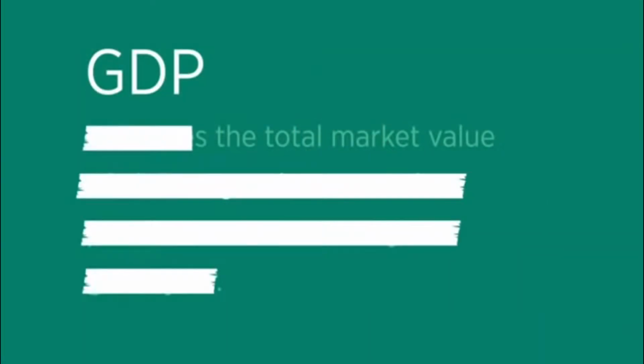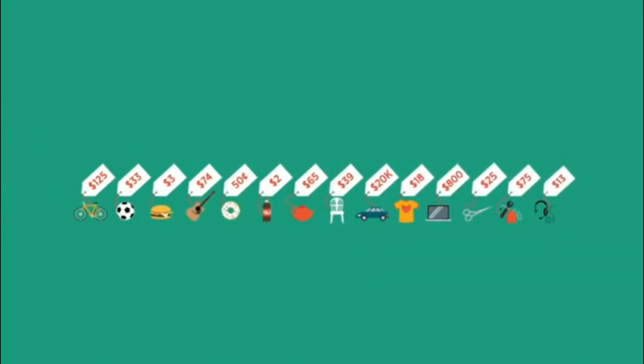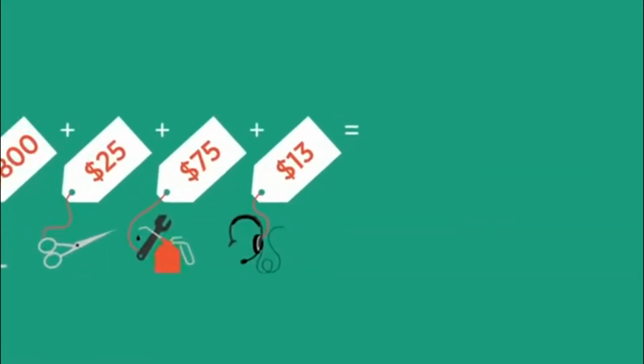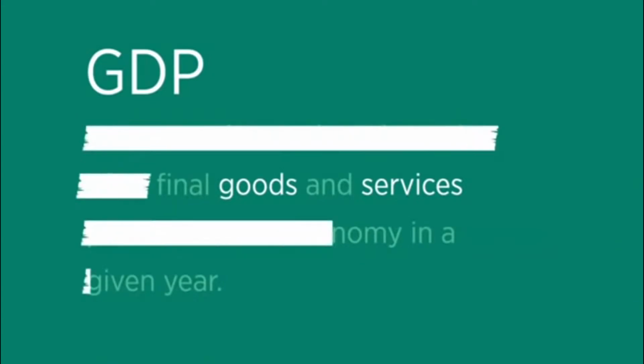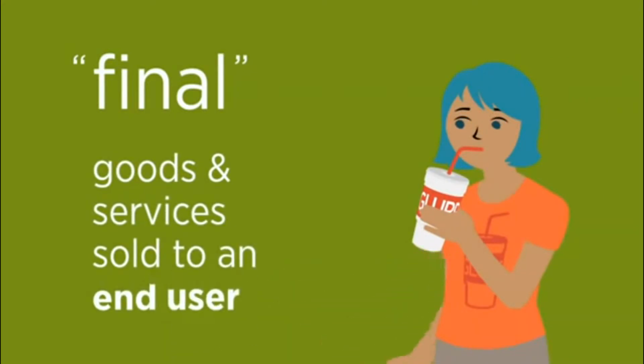The first phrase is total market value. The value of a good or service is determined by the price paid for that item in the marketplace. When you add those prices together, you have the total value of GDP. The second phrase is final goods and services. The use of final in this phrase refers to goods and services sold to an end user.